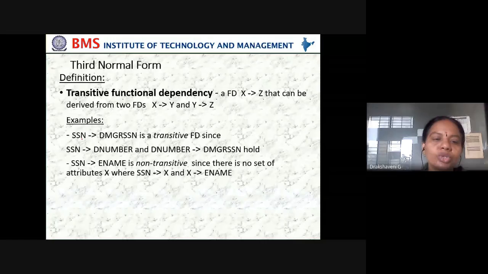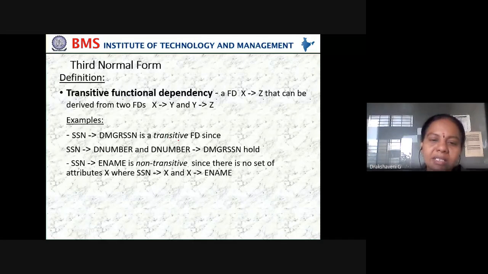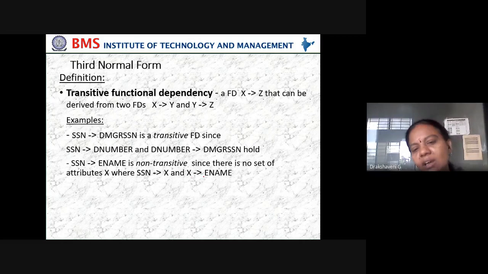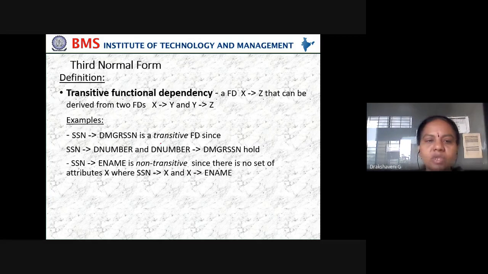Yes, that's what is here. Social security number is functionally dependent on manager SSN is a transitive functional dependency, since SSN is functionally dependent on D number and D number is functionally dependent on manager SSN. Then SSN is functionally dependent on name is non-transitive, since there is no set of attributes X where SSN is functionally dependent on X and X is functionally dependent on E name. So that is what is called a transitive functional dependency.